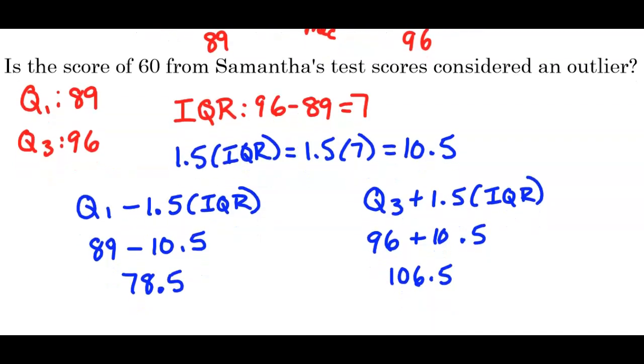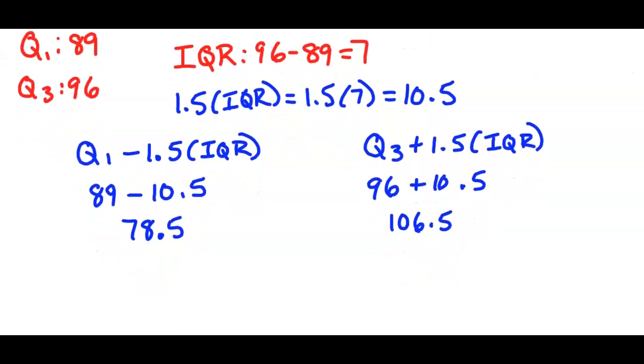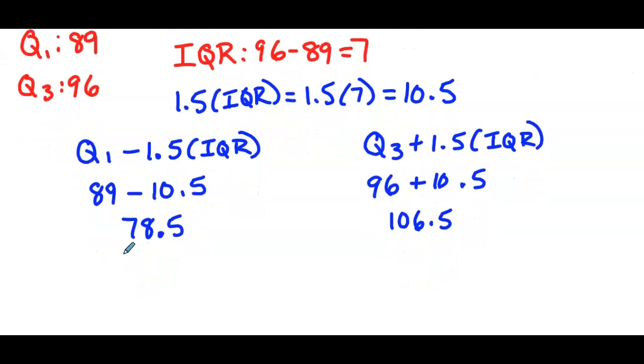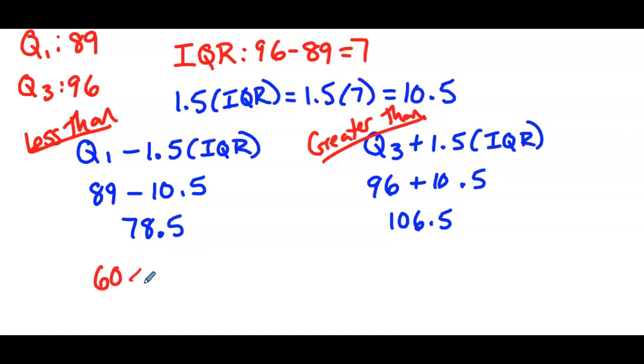So is the score of 60 considered an outlier? Well, you have to score less than this or greater than this. Well, is 60 less than 78.5? It is. So 60 is an outlier.